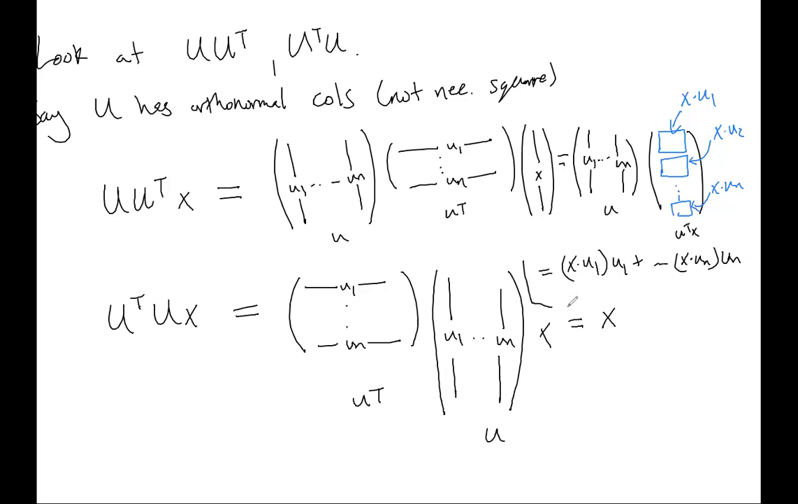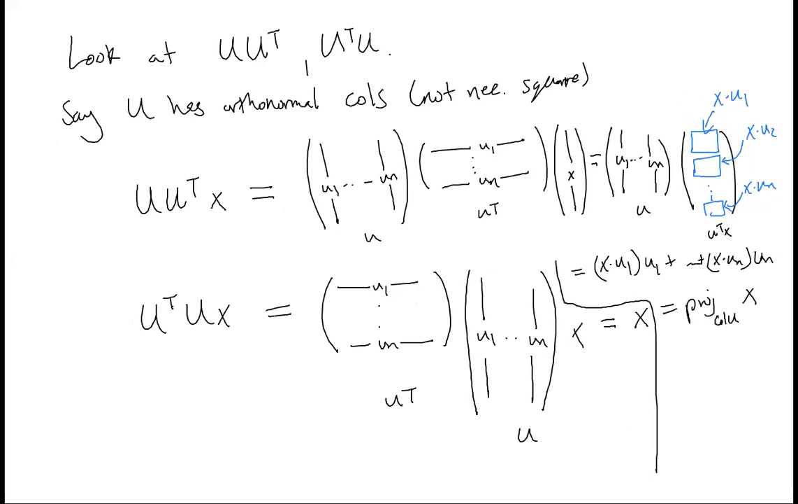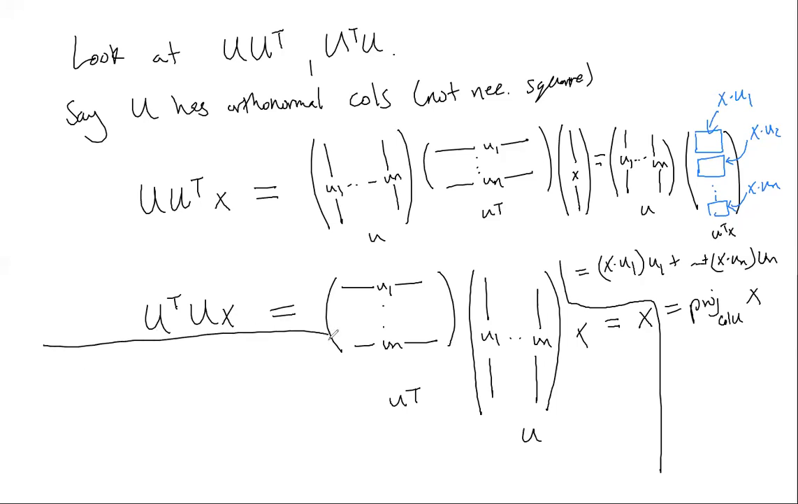All right, I'll just square this off. And what is this whole thing? This is equal to the projection of x onto the column space of u, right? You're projecting onto u1, and because u1 is orthonormal, u1 dot u1 is 1, so you don't need to divide by that. And so this is exactly the projection, right? And so to sum up, we have u transpose x equals the projection onto the column space of u of x, and u transpose ux equals x, right?